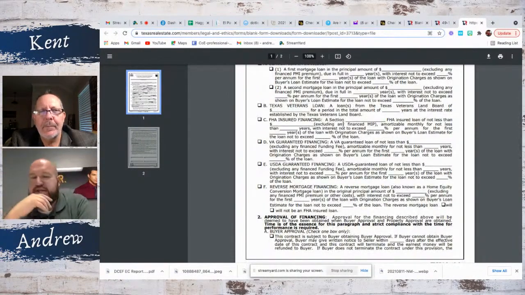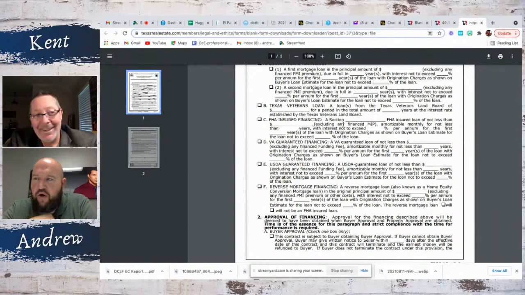Agreed. USDA guaranteed financing, we don't see a lot of these in El Paso. These are really good loans for agricultural-based loans or loans in a rural area, or what's designated as one. So USDA loans are great. Again, I do not have a lot of experience with USDA loans personally. We can see some down along our upper valley areas or lower valley areas where there's still some farming and agriculture going on. Again, a guaranteed loan of not less than the loan amount, amortized monthly for not less than the number of years, interest rate. As you can see, there's a pattern. All these are pretty much done the same way.